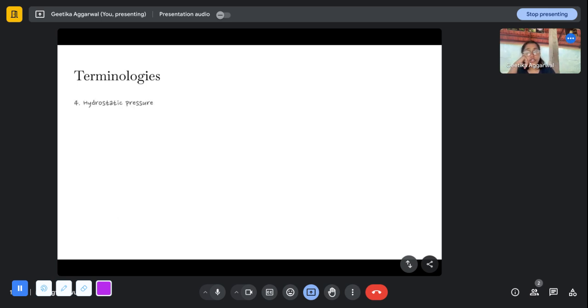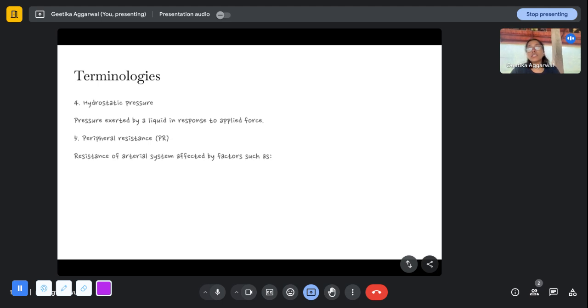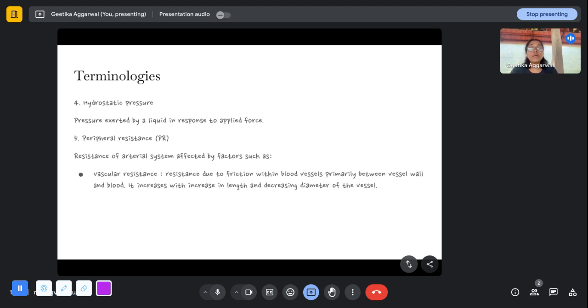That's the circulatory pressure. Hydrostatic pressure is pressure which is exerted by any liquid in response to an applied force. So the applied force here is the beating of the heart, and the liquid here is the blood. So the pressure exerted by blood on the arterial walls because of the pumping of the heart is the hydrostatic pressure we're talking about.